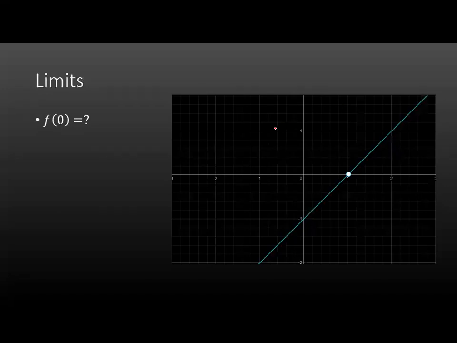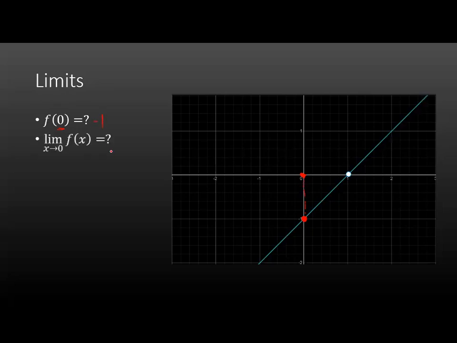What is f of 0? So our input here is 0, right? So we have a 0 here, and our y value is actually from here, which is -1. So the answer is -1.